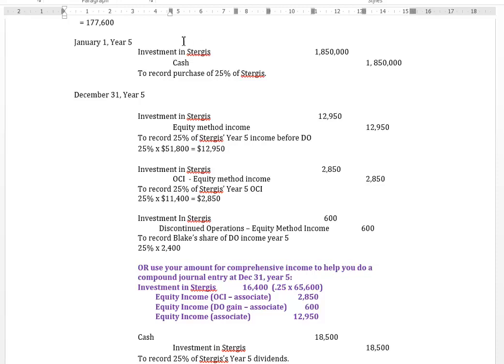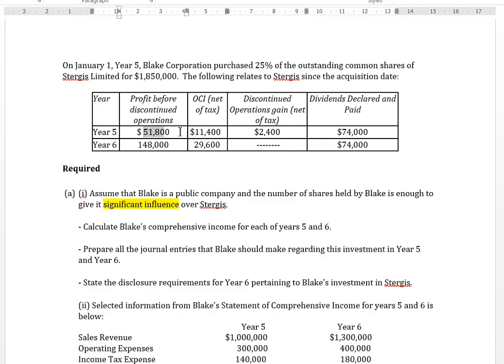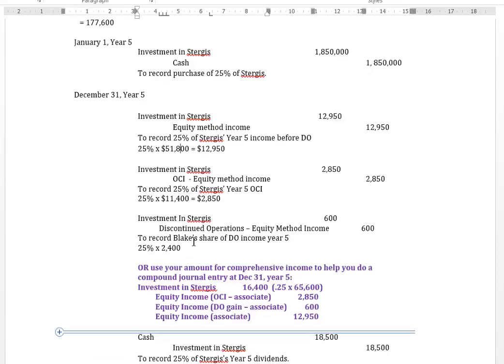So after we make our original investment entry on January 1st, we're going to debit the investment in Sturgis and credit our equity method income for any income that Sturgis earned before the DO. And we know that was 51.8 from our question. You'll remember if we go back, we had that right in the question, 51.8. We're picking up our share of that, and that's 25%. So we debit the investment and we credit equity method income. That's an account that Blake has, and it's going to show up on its statement of comprehensive income.